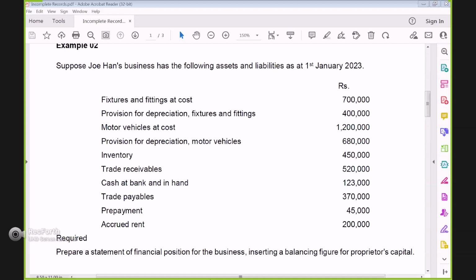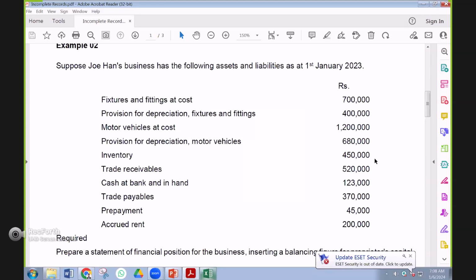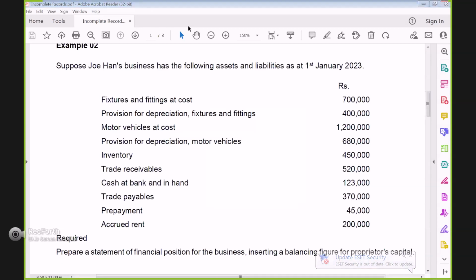Okay, so what about the answer? Anyone? Any answer? If you found, you can put into the chat box. What is the capital? How much of capital? No one? So just put into the chat box. I will identify. Okay. So different answers, no?